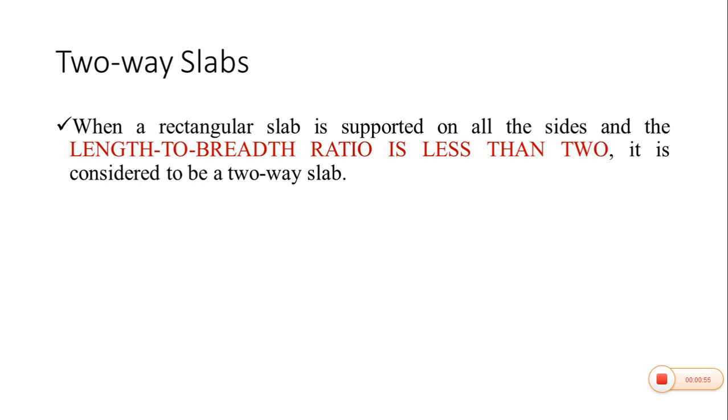So what is meant by a two-way slab? When a rectangular slab is supported on all the sides and the length to breadth ratio is less than 2, it is considered to be a two-way slab. This classification of slab depends upon two basic criteria: one is the support condition of the slab, and second, the length to breadth ratio.